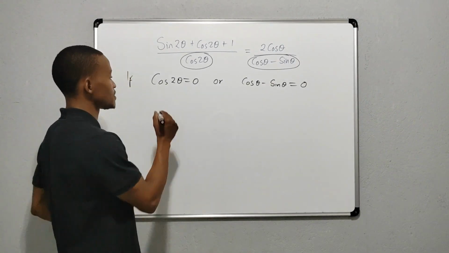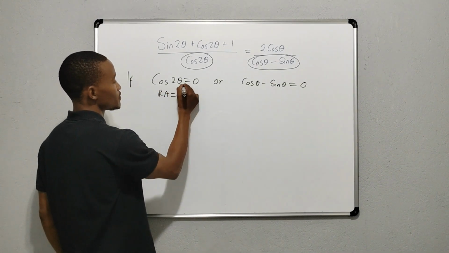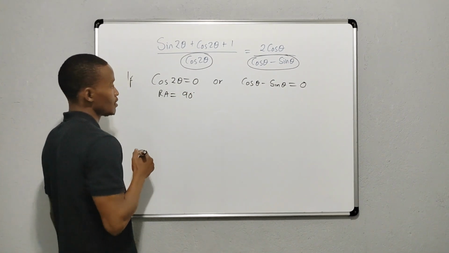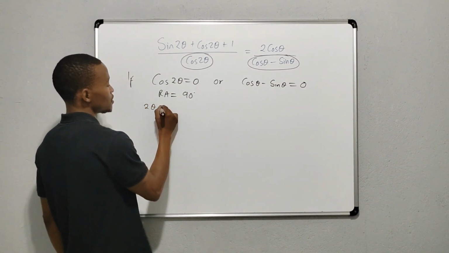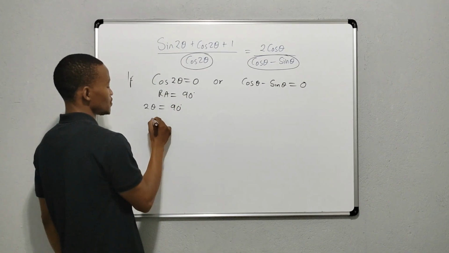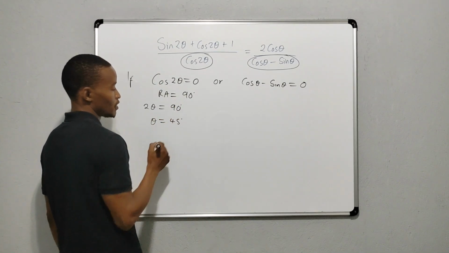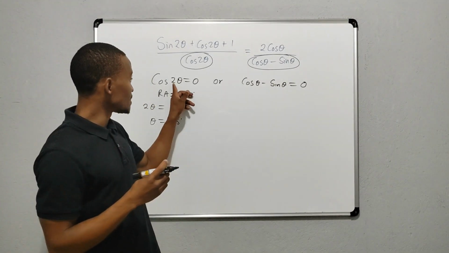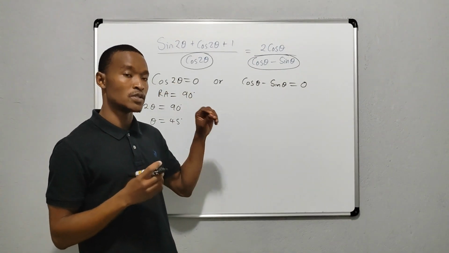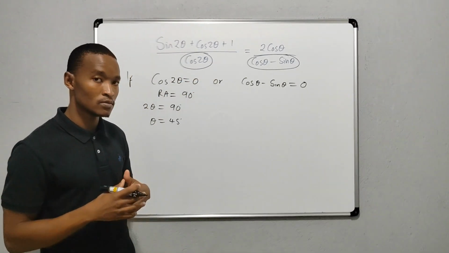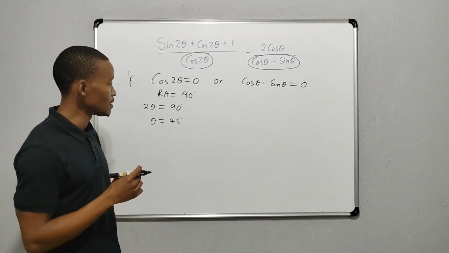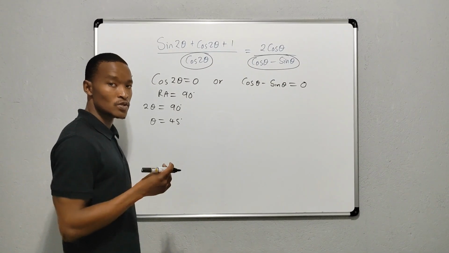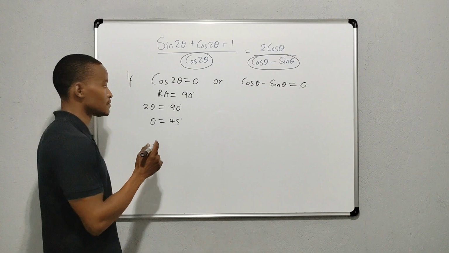We'll need to find the reference angle here. Cos inverse of 0 is 90 degrees. Okay, so if 2 theta is equal to 90 degrees, we know that theta is equal to 45. So cos of 90 degrees is definitely equal to 0. And if you divide by 0, it will be invalid. Is that the only solution? No, we also know that at 270 degrees, it is zero.